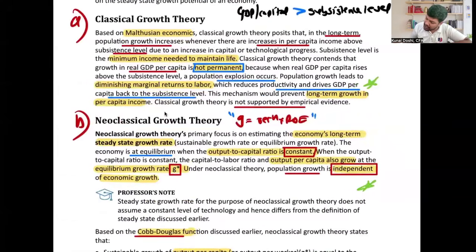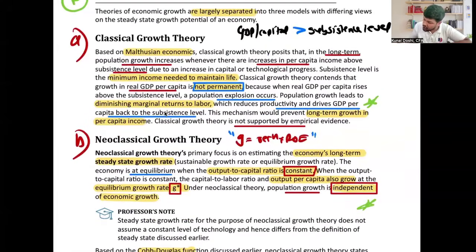Classical growth theory, here they said no country will have an increase in per capita GDP. It contends that growth in real GDP is not permanent. No country will grow forever. Any country which is growing at a higher rate will eventually come back to a specific level which is called subsistence level.